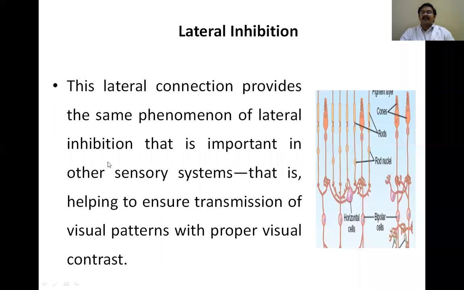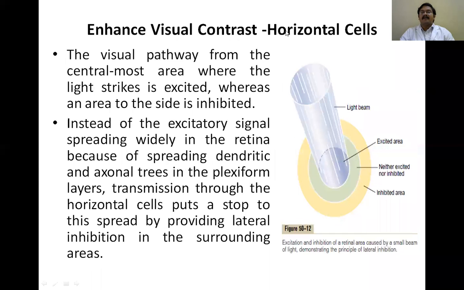The same phenomenon of lateral inhibition, which is important in other sensory systems, helps in ensuring the transmission of the visual pattern with proper visual contrast. This is the enhancement of visual contrast by the horizontal cells. In the visual pathway, the centermost part where the light strikes is excited, whereas the area to its side is inhibited, the inverse.